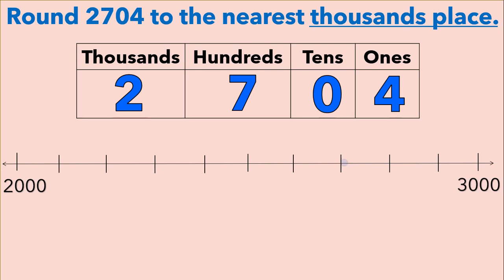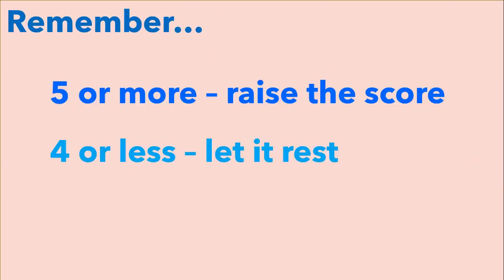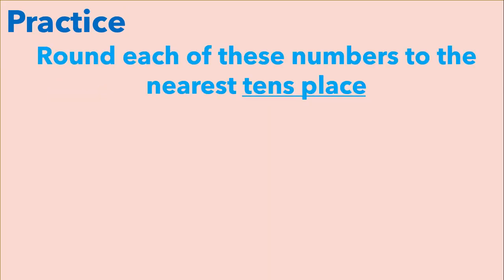So we're going to plot 2,704 on the number line, and we can see that this is much closer to 3,000 than it is to 2,000. So 2,704 rounds to 3,000 when rounded to the nearest thousands place. Remember, if the number to the right is 5 or more, you want to raise the score, or increase by 1, either 10, 100, or 1,000, depending on the place value you're rounding to. If the number to the right is 4 or less, you're going to keep that number that you're rounding to the same. Let's try that.